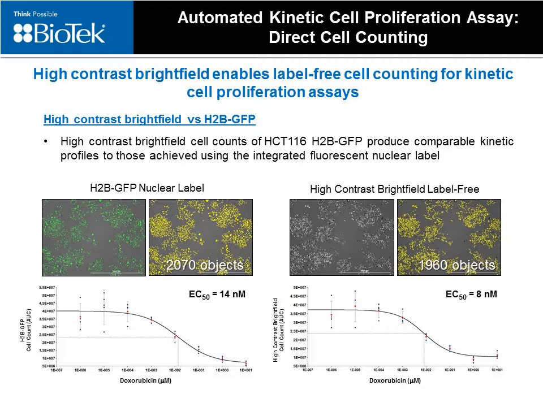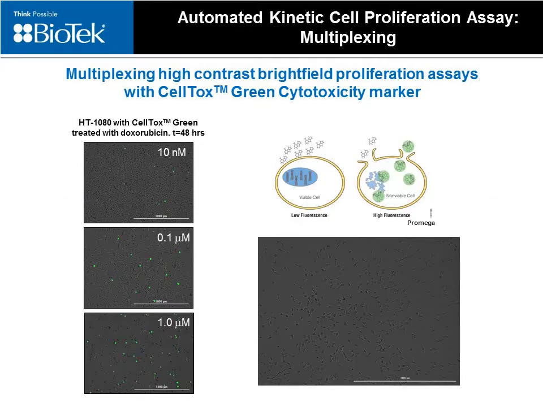So you get the sensitivity and accuracy of counting cells directly with the convenience and practicality of not having to deal with fluorescent labels. And lastly, with a wide selection of available image filter cubes and 4 filter cube slots in the Citation and Lionheart FX imagers, these kinetic cell proliferation assays can be combined with multiple reagents for measuring cytotoxicity, necrosis, or apoptosis.